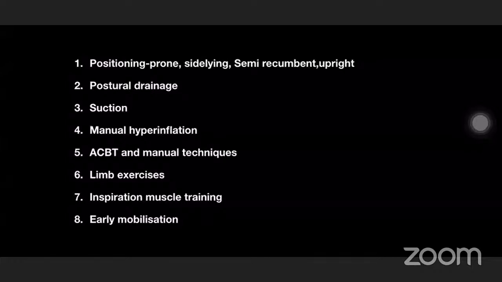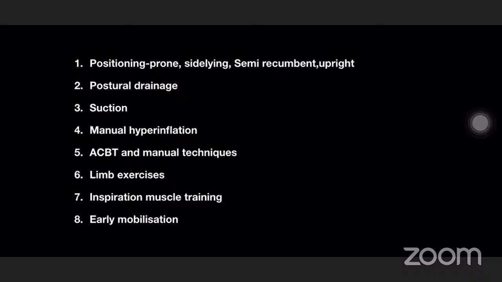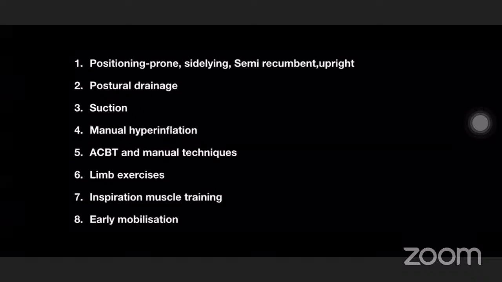Passive, active assisted, and active exercises may optimize oxygen transport and reduce the effects of immobility. Then we have inspiratory muscle training. It helps to improve the inspiratory muscle strength and facilitates weaning from the mechanical ventilator. So this is useful when we have to wean a patient from a mechanical ventilator. The last one is early mobilization. Early mobilization helps to improve the function and the mobility and overall the quality of life.